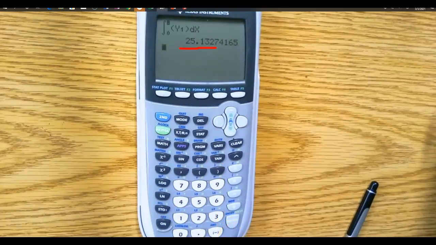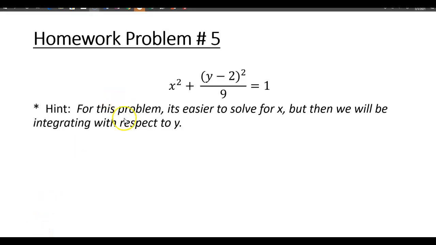All right, let's move on. Let you guys try one of these here. So here's homework problem number 5. For this problem, it's going to be easier for you guys to solve for x. I solved for y, but you're going to solve for x. And the result of that is that you're going to be integrating with respect to y instead of with respect to x. So let's go ahead and have you guys do step 1, though, which is to graph it.